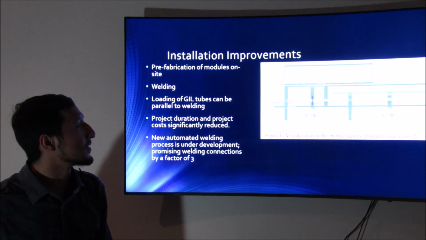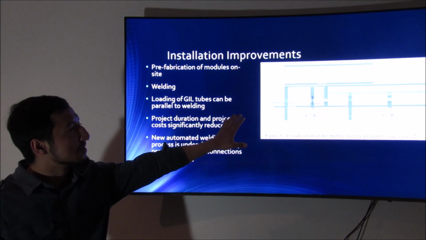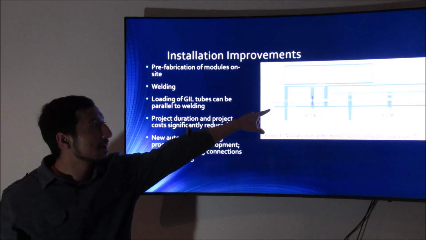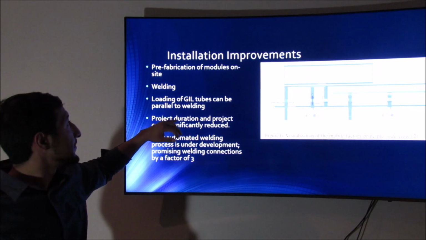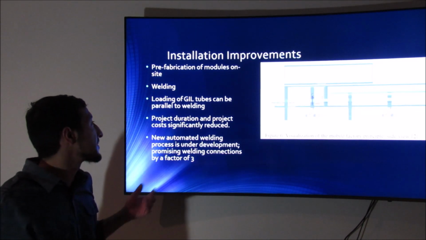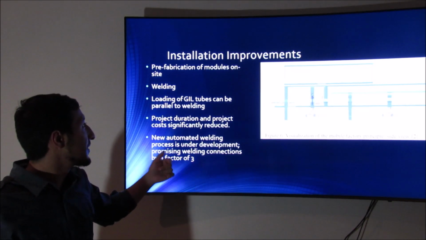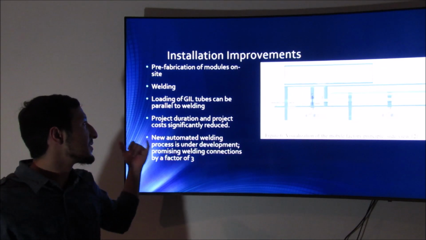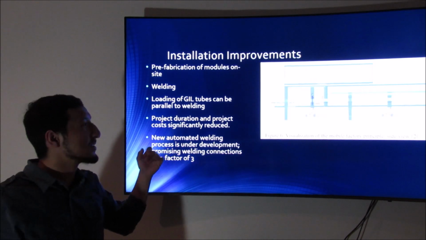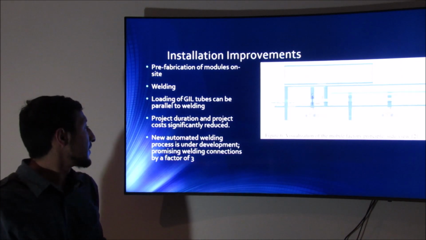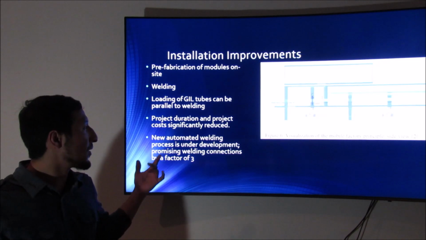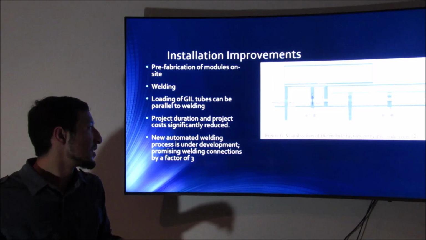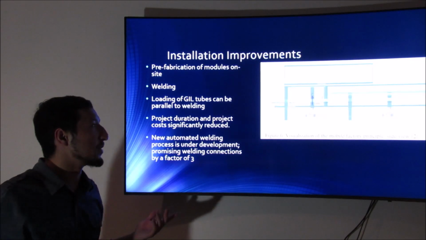Okay, so this is what they call the mobile factory. This is the side view of it. As you can see, here's the production of the gas insulated line. And as I had said, it is prefabricated on site. They also do the welding, they do the loading, and thanks to these factories, you have project duration and project cost significantly reduced. I had read that a new automated welding process is under development, promising welding connections faster by a factor of 3.